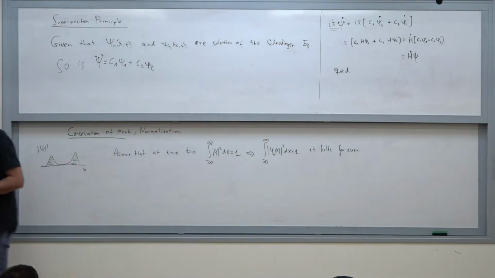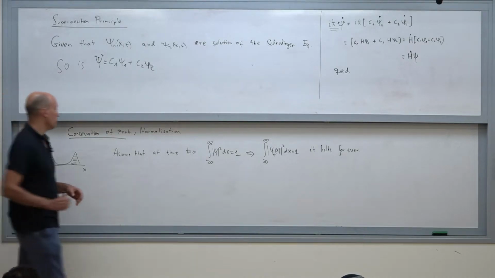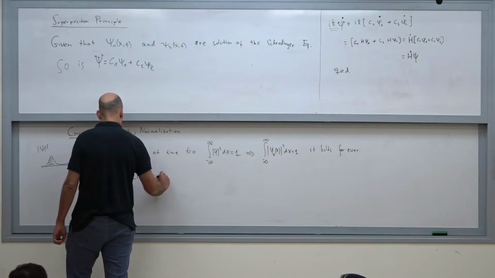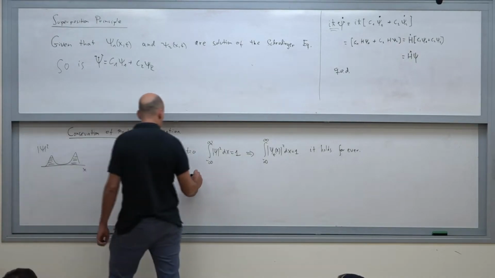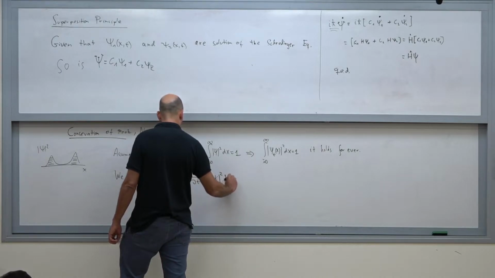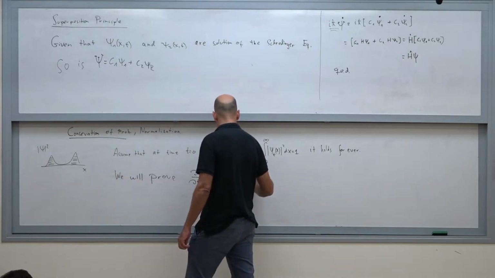How will I do that? Well, what do I need to do? I need to use the Schrodinger equation. How will I do it? Okay, we will prove that d over dt of the integral is equal to 0.